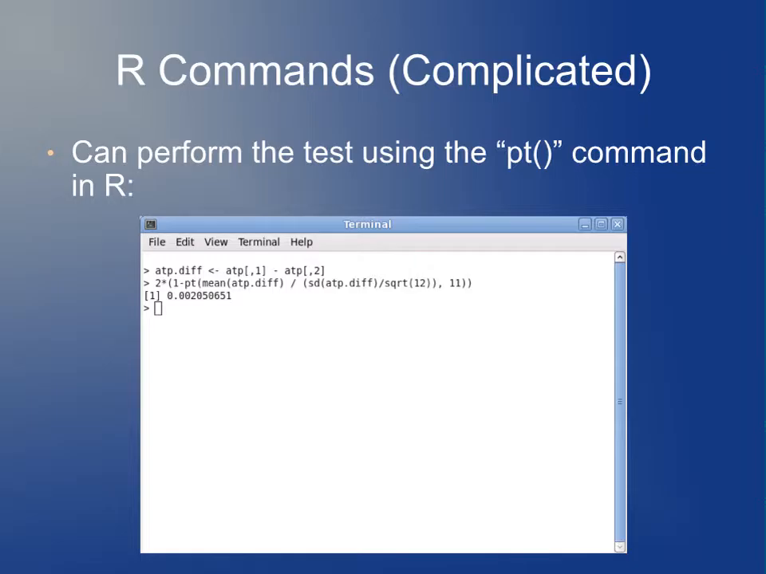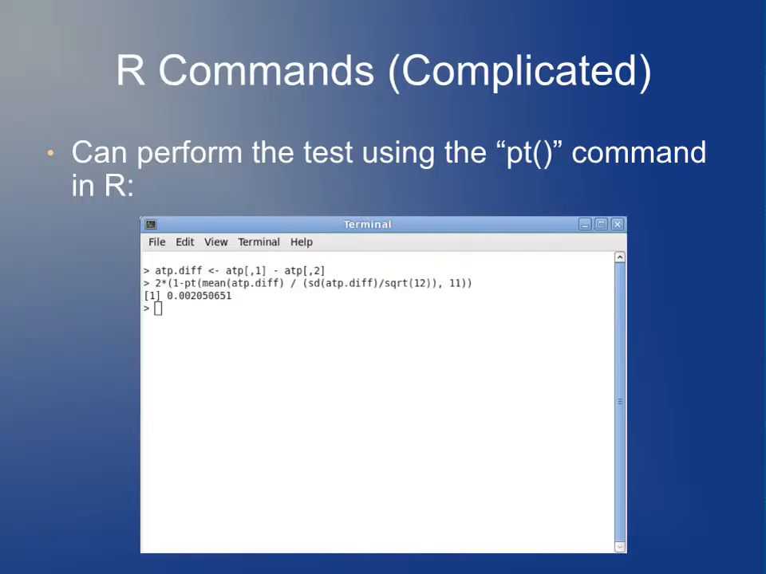So the complicated way to do this, as we discussed earlier, you can actually compute the t-statistic using the formula from the previous slide. In this case, we're testing the null hypothesis that the mean is equal to 0, so x bar minus mu 0 would just be x bar minus 0, or x bar in the numerator. So we take the mean of this ATP.diff intermediate variable divided by the sample standard deviation divided by the square root of the sample size. That has 11 degrees of freedom because degrees of freedom is always one less than the sample size.